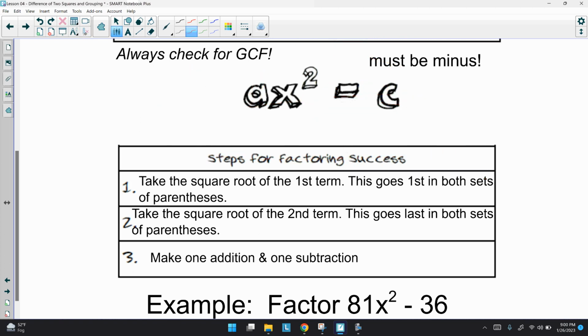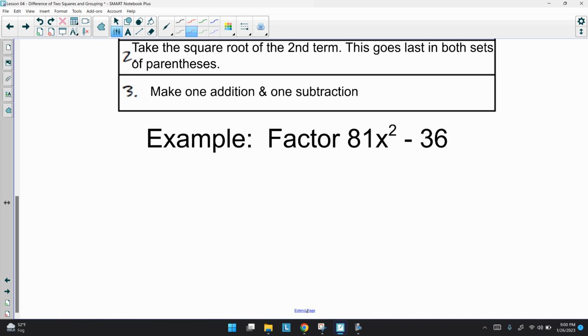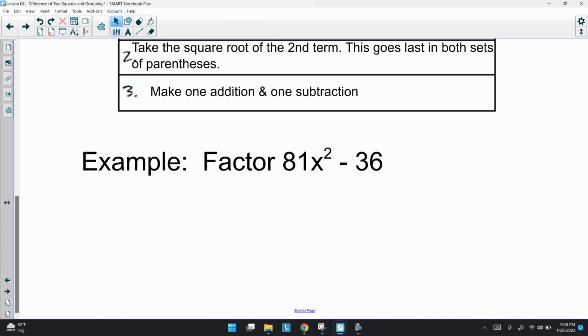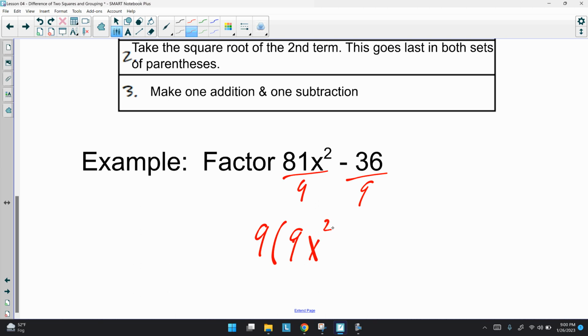Don't forget, we always check for the greatest common factor. So, looking at this problem, let's move it down a little bit. We're going to check for greatest common factor. That's right, in class we said there was 9. So 9, 81 divided by 9 is 9. Bring down the x squared. And then negative 36 divided by 9 is negative 4. We'll put this guy on the back burner, but we will focus on this.